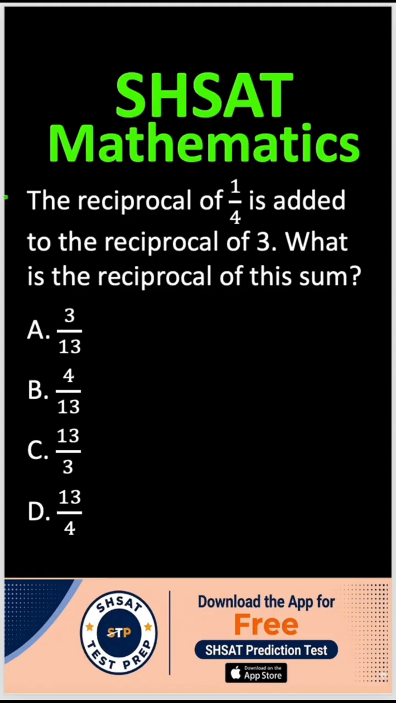Next, we have: the reciprocal of 1 over 4 is added to the reciprocal of 3. What is the reciprocal of the sum? So the reciprocal of 1 over 4 is basically 4 if we flip 1 over 4.